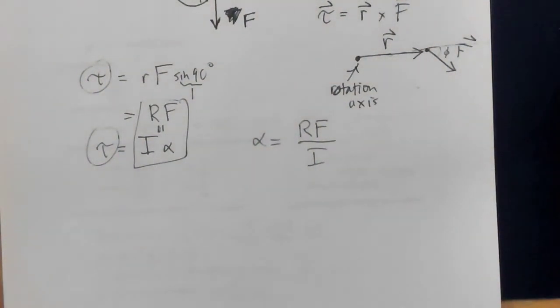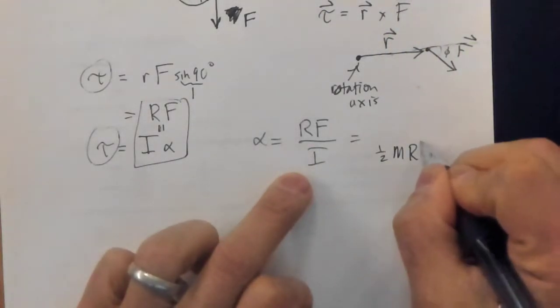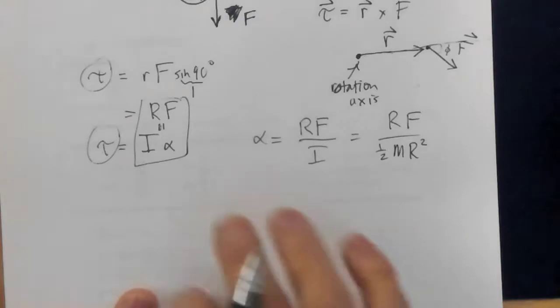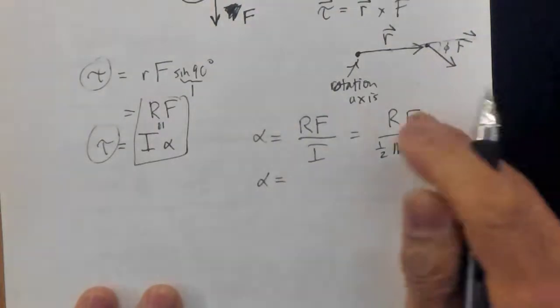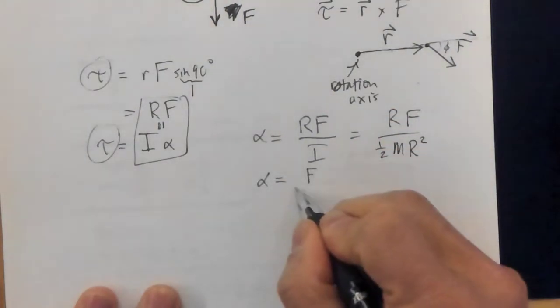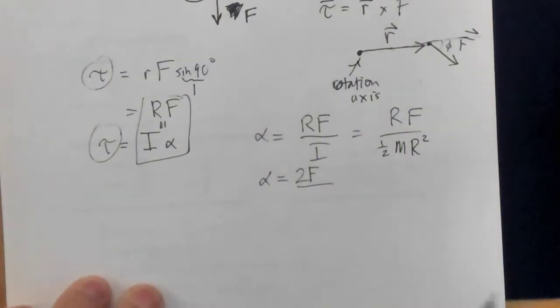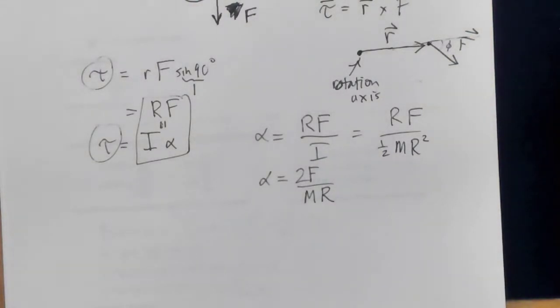Now let's put more details here. The moment of inertia is 1/2 mR squared, so I'll put that on the bottom. The next steps are a little complicated, so I'm just going to simplify a little bit. For alpha, I'll cancel one of the R's. I have F divided by, the 1/2 in the denominator becomes a 2 in the numerator, and then I have mR. Is everybody okay with that? Is that good? All right.